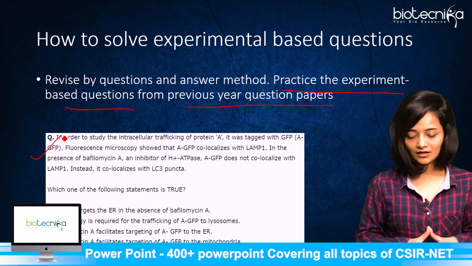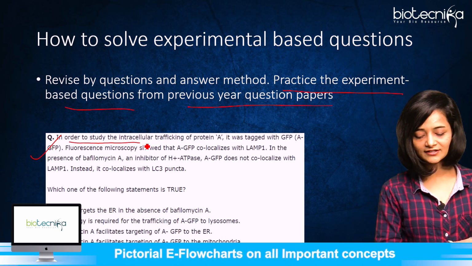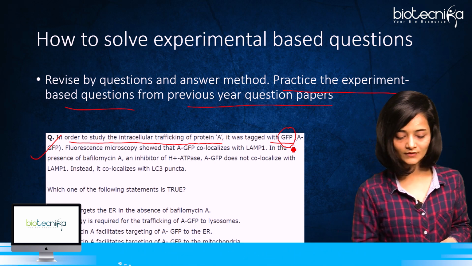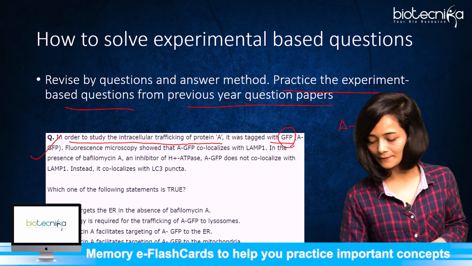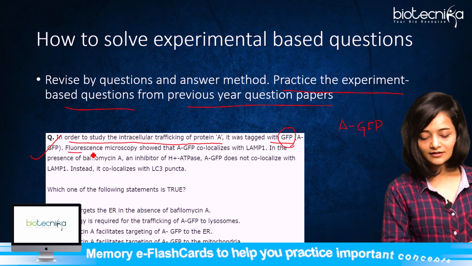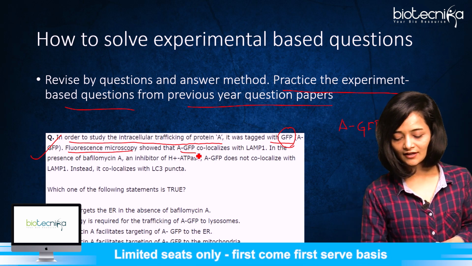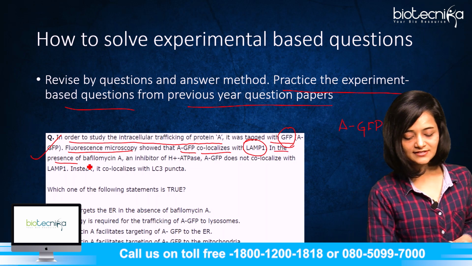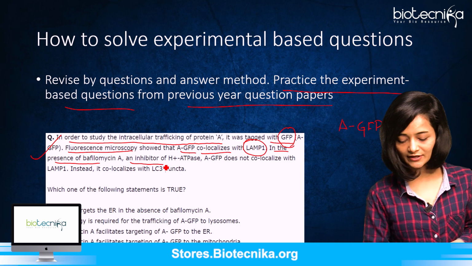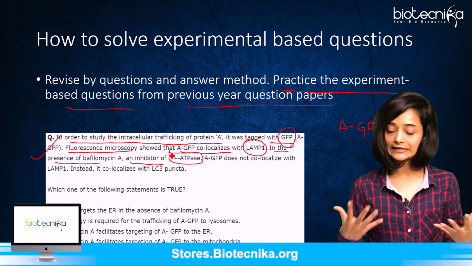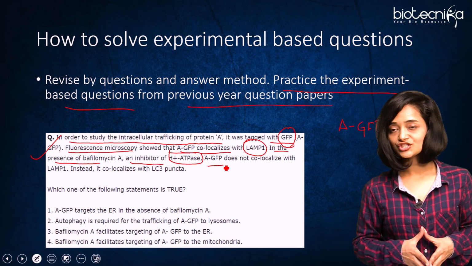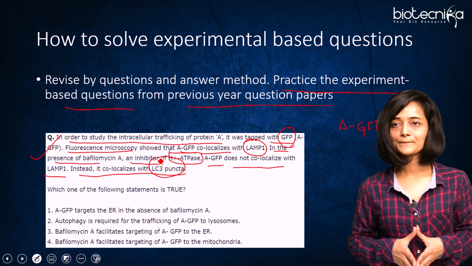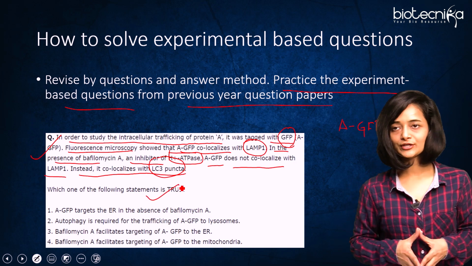So here I have taken an example where it is being asked that in order to study the intracellular trafficking of protein A, it was tagged with GFP, the green fluorescent protein. A complex is made where A is combined with GFP. Using fluorescence microscopy, it showed that the A and GFP complex co-localizes with LAMP1. In the presence of bafilomycin A, which is an inhibitor of H plus ATPase, a V-type ATPase pump, the A and GFP complex does not co-localize with LAMP1. Instead, it co-localizes with LC3. So, which statement would be true here?